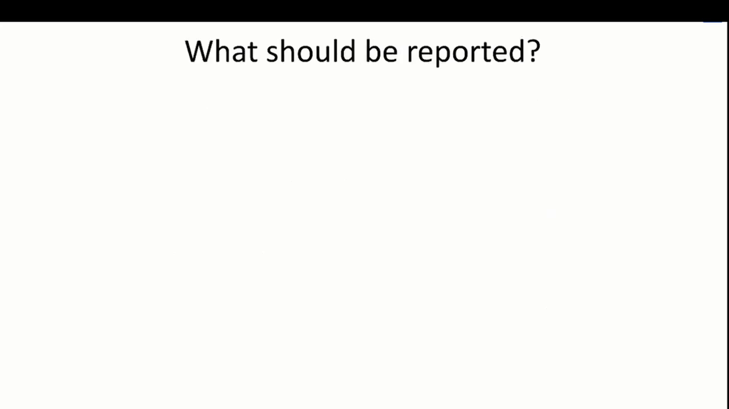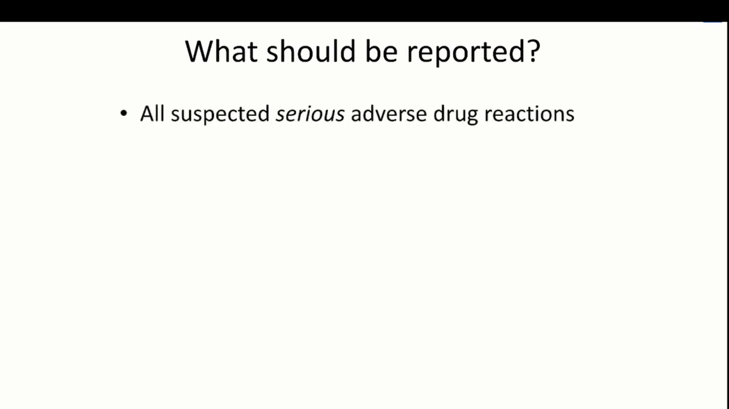Some reporters are unclear about which reactions they should report. Reporters are encouraged to consider reporting the following suspected reactions. Regardless of how long a drug has been on the market, any serious reaction thought to be associated with a medicine or vaccine should be reported. Serious reactions are those that are fatal, life-threatening, incapacitating, or that require hospitalization.